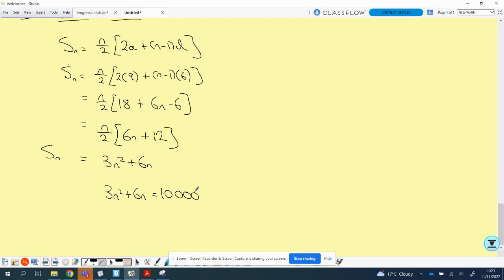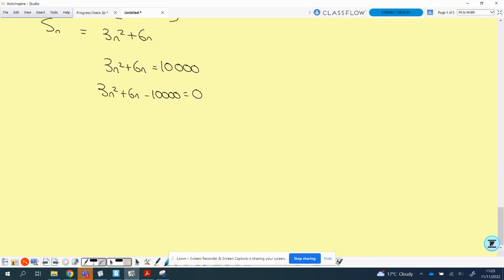So that's what we're going to make equal to 10,000. Now you want to solve this, so we're going to bring it over to the left hand side and make it equal to 0. Now, if you were a very, very patient person, you could try your best to factorise that, but that would be an absolute nightmare to try and factorise. What you want to do here is use the quadratic formula in order to get your two values for n. So we're going to let A equal 3, B is 6, C is negative 10,000.